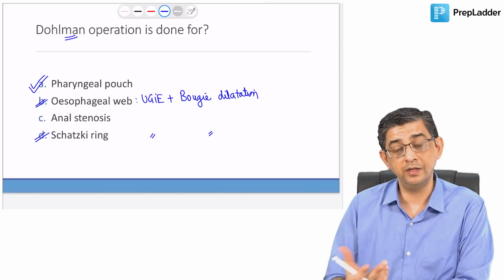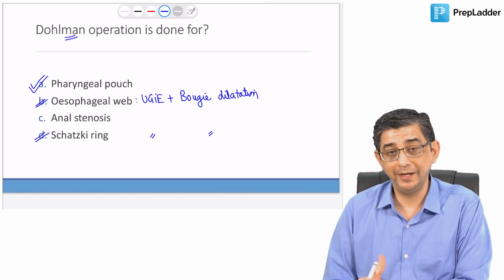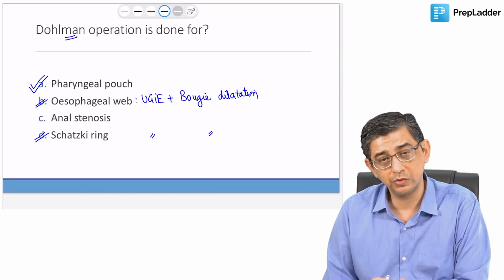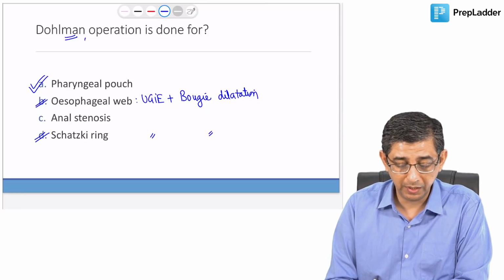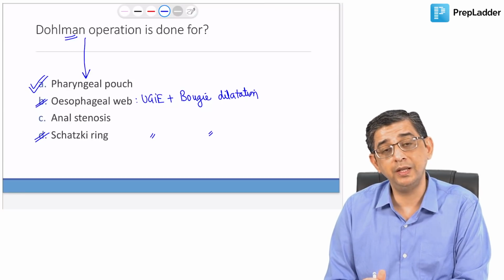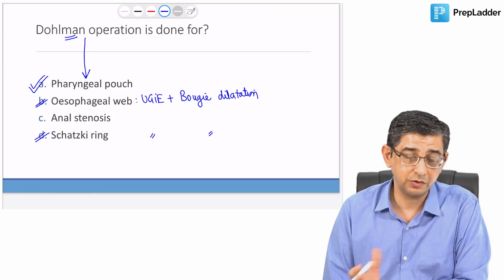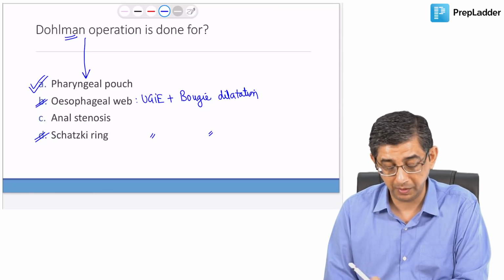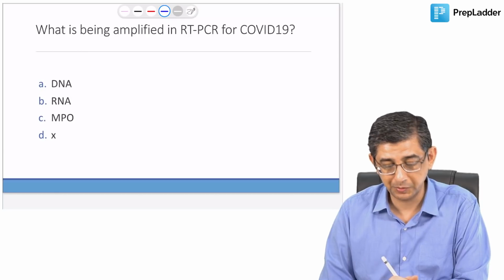You are left with anal stenosis, for which again you need to do a dilating procedure, and then is pharyngeal pouch. So I said it's a difficult one, but then at the same time we need to be mentally prepared for having a balance of difficult and easy ones in the same paper. The answer to this question is option A.